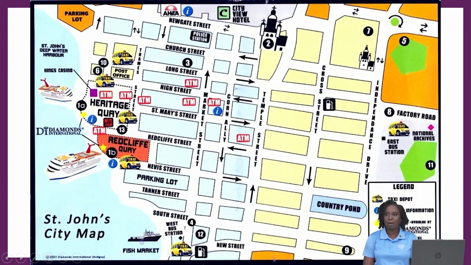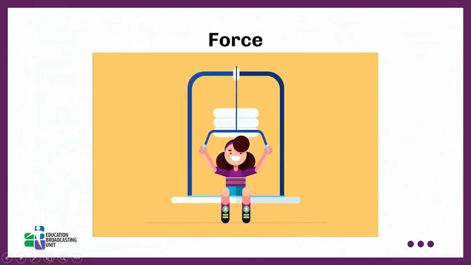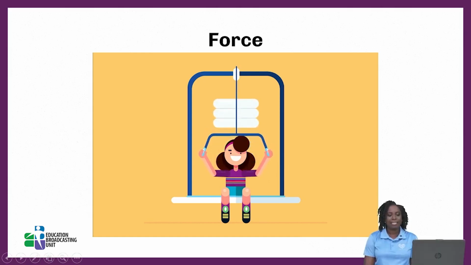Here we have a map of St. John's. The streets in the city are mainly one-way. This is a visual of vectors as the streets are varied magnitudes and show direction of the flow of traffic. A force applied to an object is also a vector as it has both a magnitude and a direction.